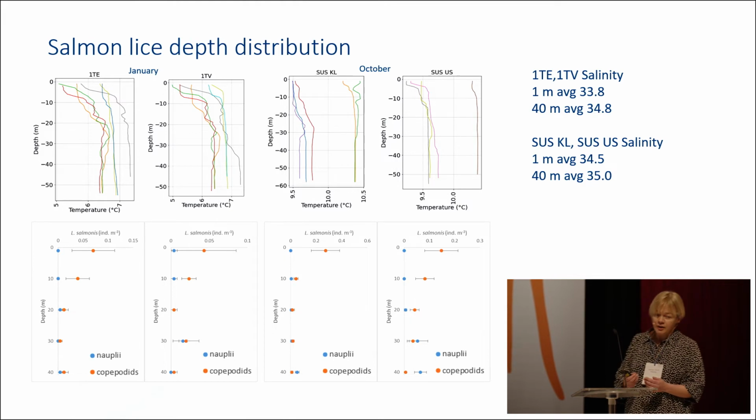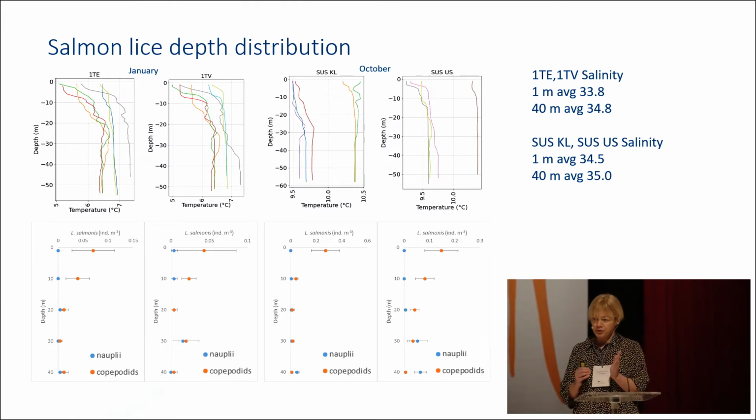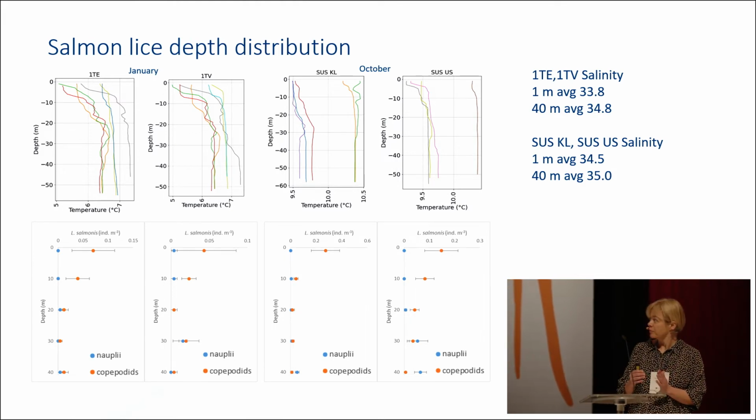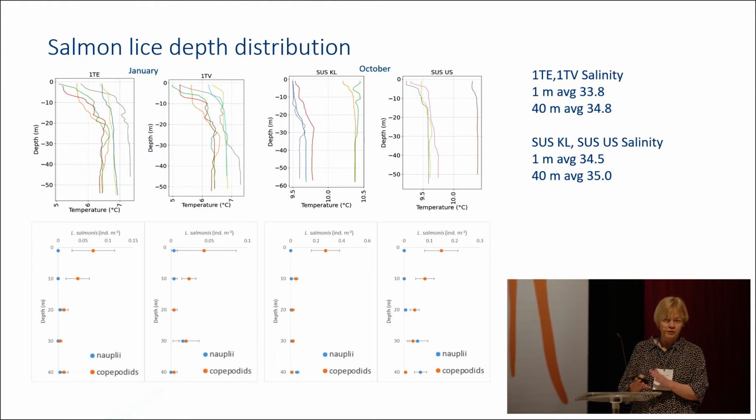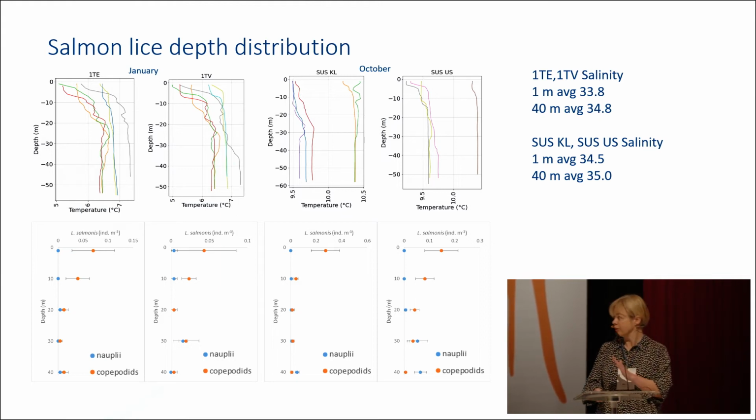If we look at the vertical temperature differences, the temperature only increases 1 degree with depth during the sampling in January, and in October it increases half a degree, and also the salinity is quite stable. So most of you would say that this is kind of a sampling in mixed water.